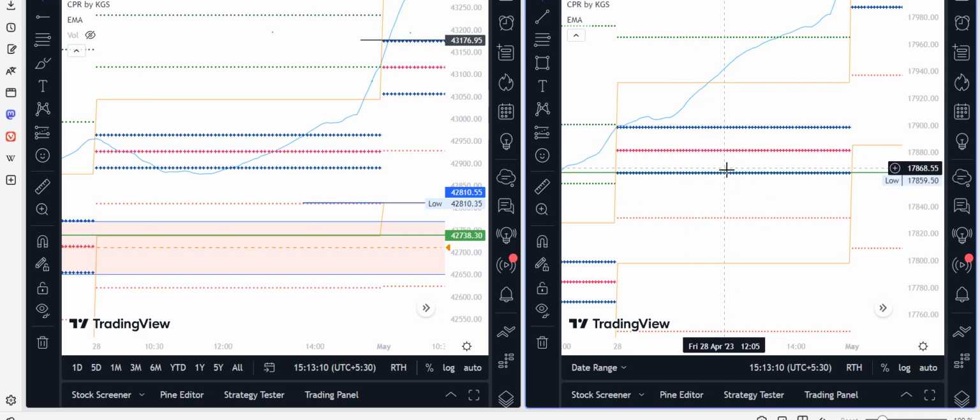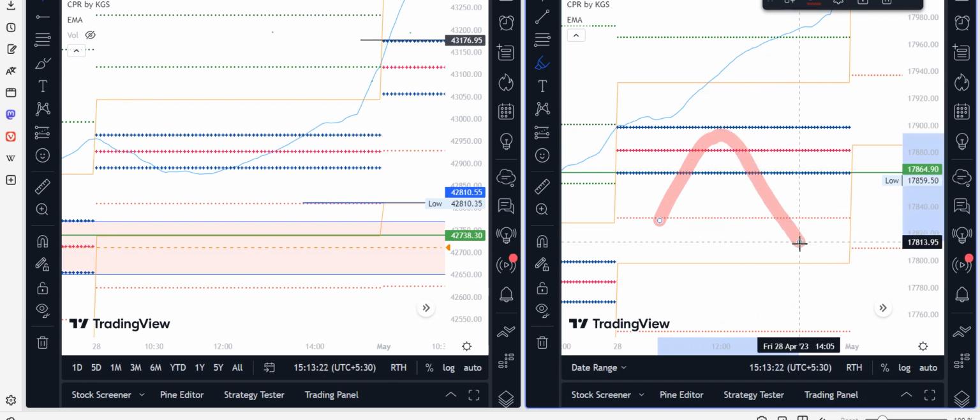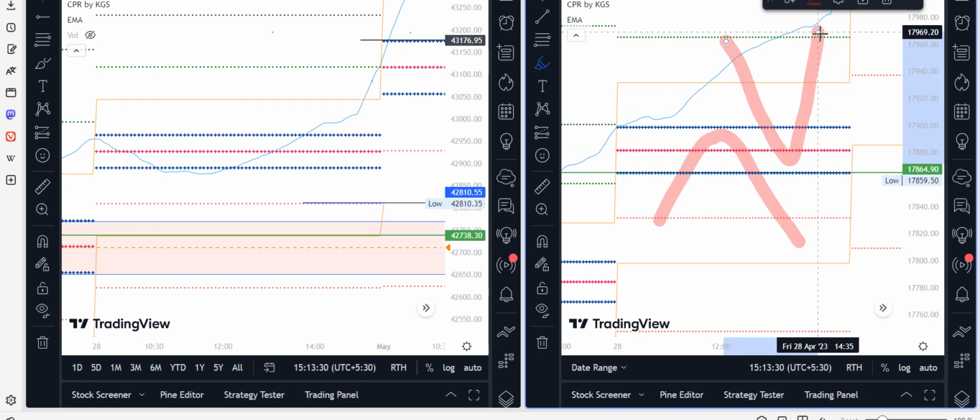That means if the price comes from somewhere here till here or here, there is a greater chance the price will bounce like this. If the price is somewhere there and comes till here, there is a greater probability to bounce like this. This is the actual thing about the CPR.